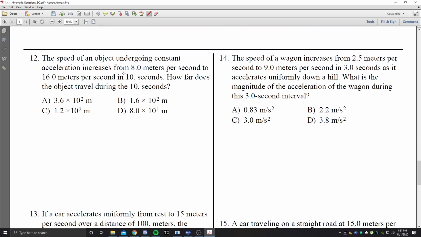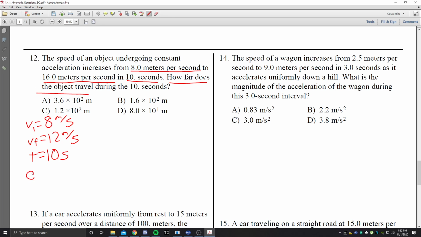Number 12. The speed of an object undergoing constant acceleration increases from 8.0 meters per second, right? That's your initial speed, to 16 meters per second. So you're going from one speed to another. And we know it's speed because it's meters per second. And it does that in 10 seconds. The question also says, how far does this object travel? So what is D?